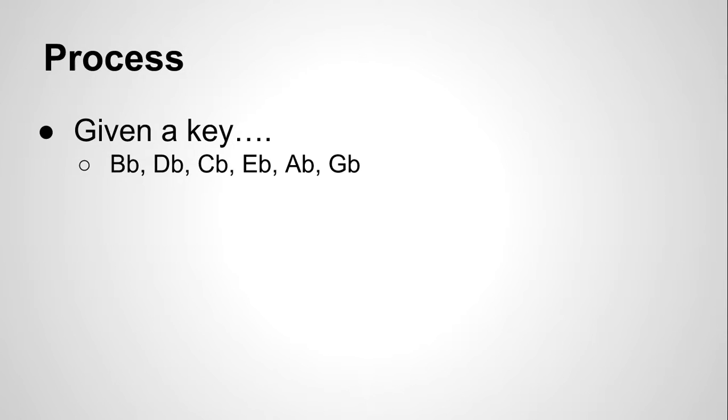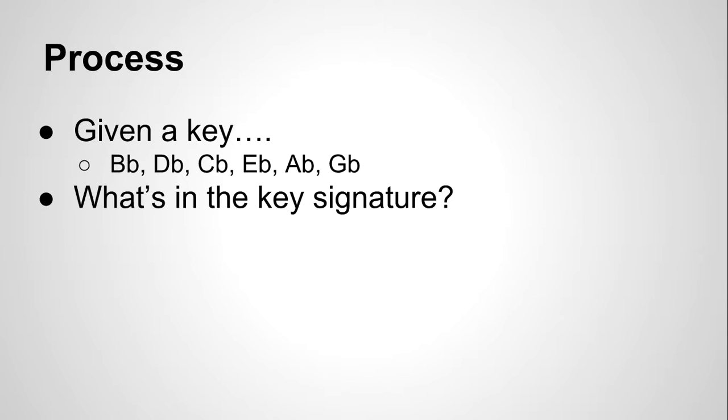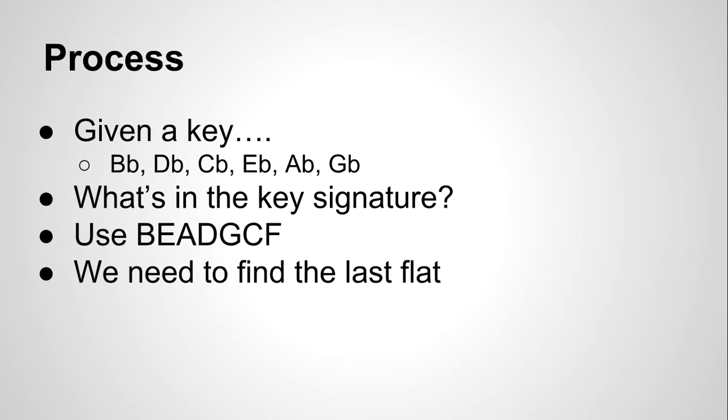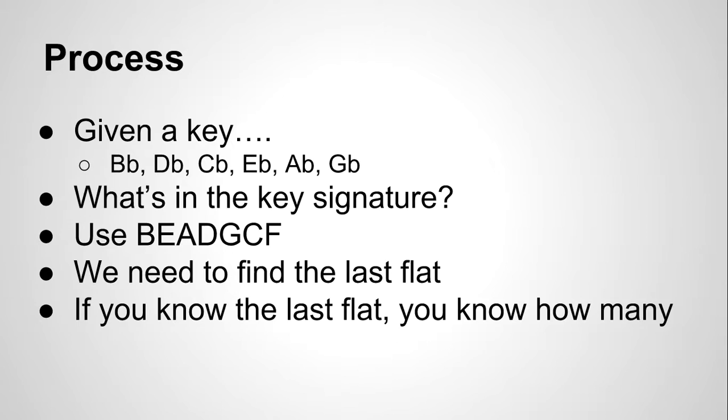What's the process now for figuring out how many flats are in a flat key signature? Well, given a key, B flat, D flat, C flat, E flat, A flat, or G flat, what's in the key signature? How do you do it? First you have to use B, E, A, D, G, C, F, the order of flats, because B is the first flat, E is the second flat, and that's the order of flats going from left to right. So we must know that. And then we need to find the last flat. If you know the last flat, you know how many flats are in the key signature.